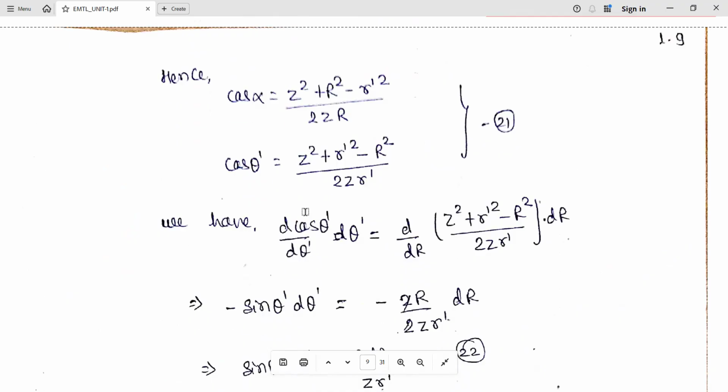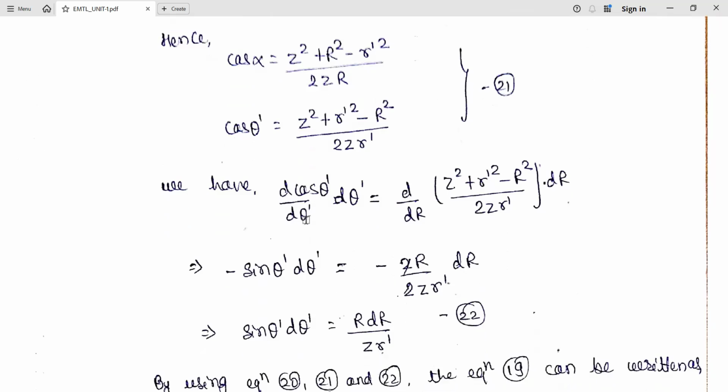So finally, this is the value of cos alpha. Again from the diagram, cos theta dash also we got. Now these two values we are going to utilize here. We have differentiated cos theta dash. The differentiation of cos theta is what? Minus sine theta. So that's why we have here minus sine theta dash d theta dash.